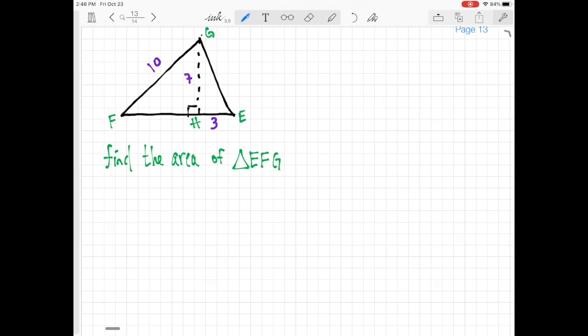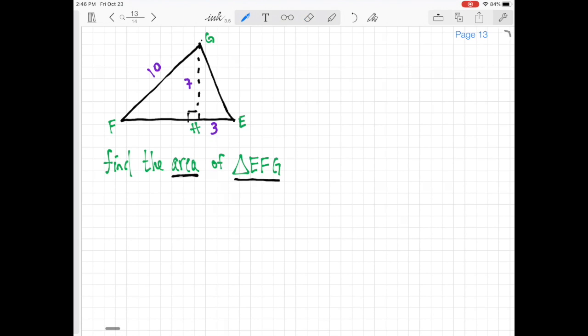Okay, so we've got this problem, and we're asked to find the area of this triangle, EFG. So that's the big triangle. The area of any triangle is going to come down to the base of the triangle times the height divided by 2.